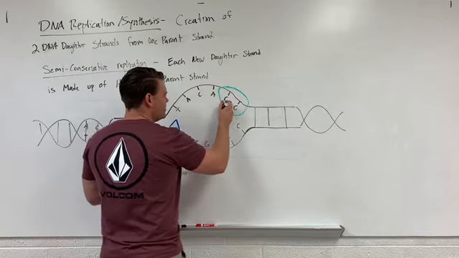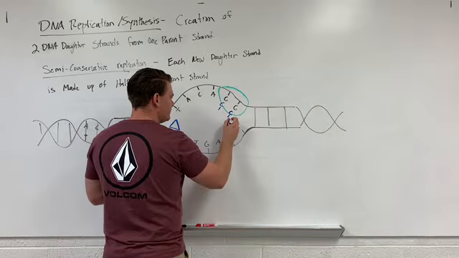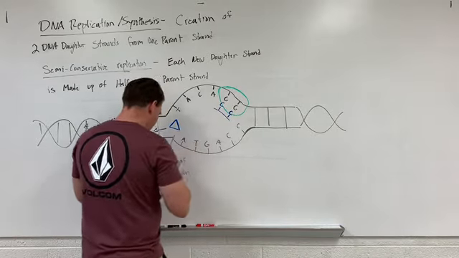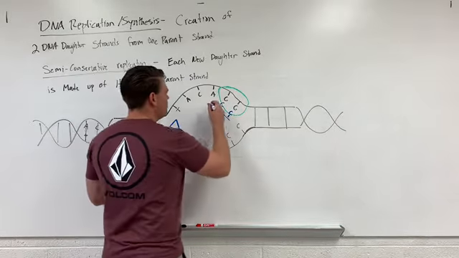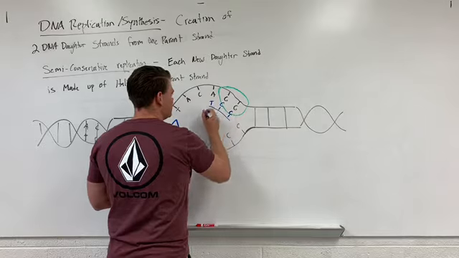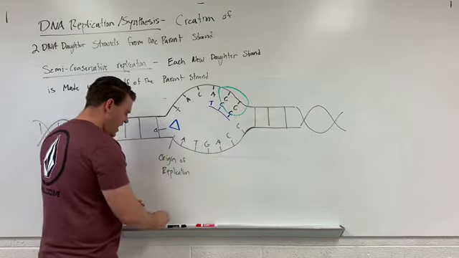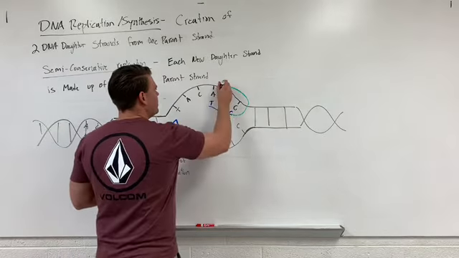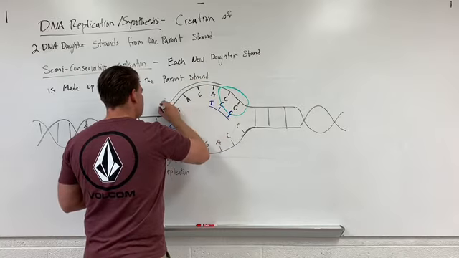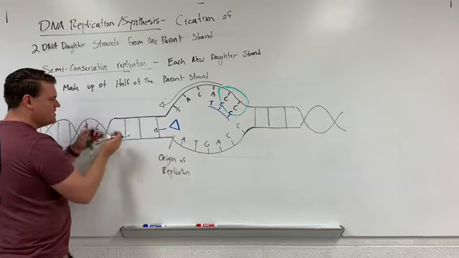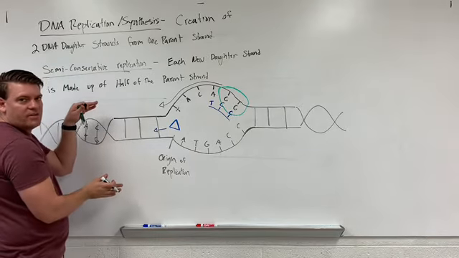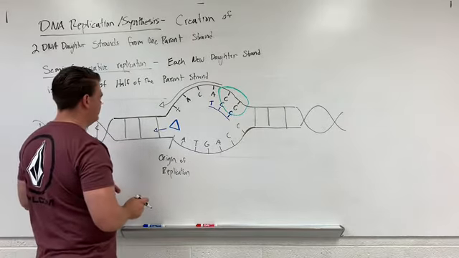It's grabbing another C, it's going to add that. And as it's getting ready now to go over to the A, it knows it needs to grab a T, and it's going to start to add that. And our DNA polymerase is going to follow this guy right here as it continues to split and open up the DNA.